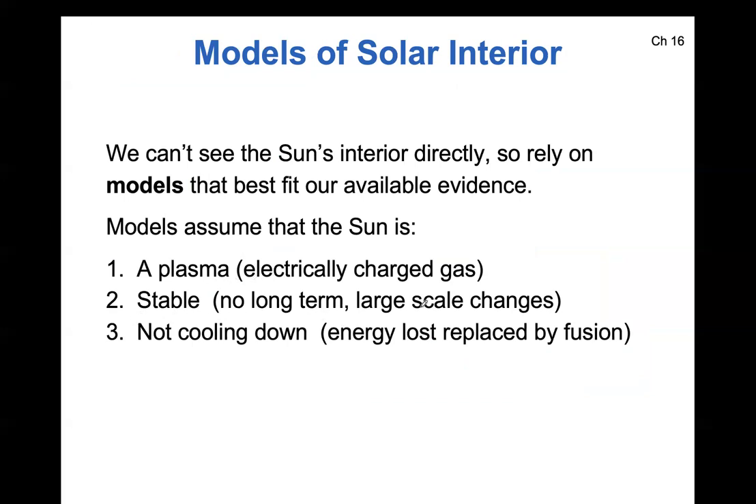Stable, so it's in some sort of equilibrium, and not cooling down, which means that the energy loss to the light streaming away, as well as the solar wind, which carries away a small but measurable amount of the overall energy, is really tiny compared to the amount of energy carried away by light. But all of that is constantly being replaced by fusion. So there's an energy balance. Energy out of the surface equals energy out of fusion.